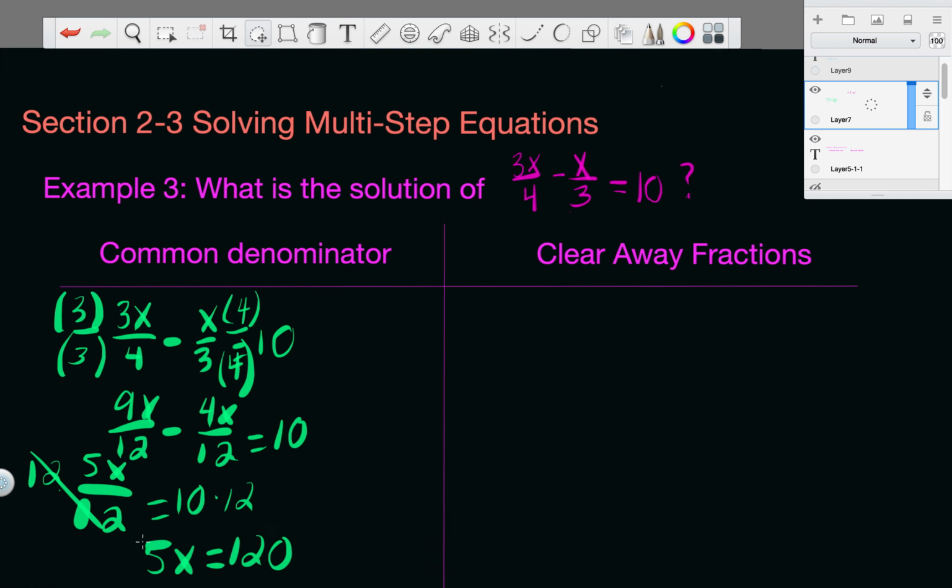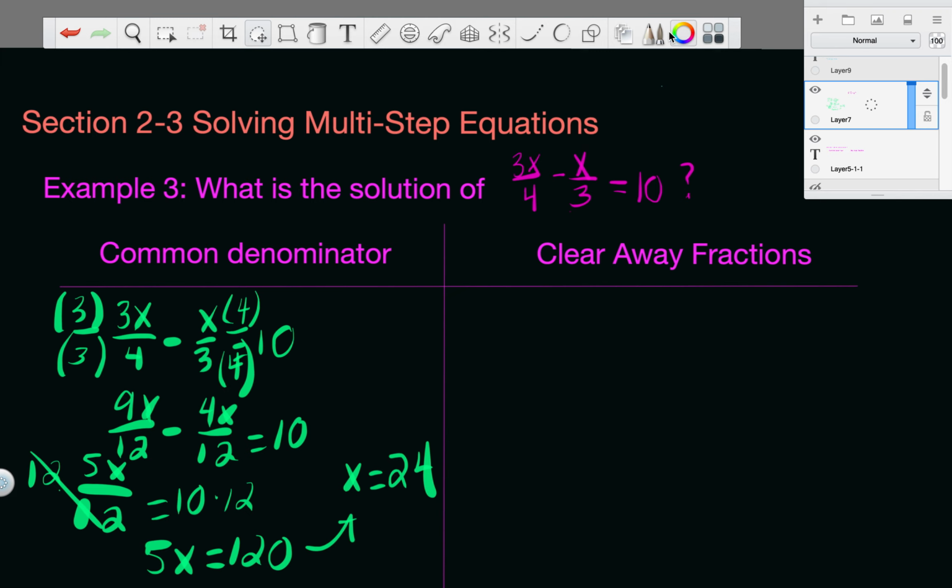Now, this last step, I see a 5 being multiplied to an x, so I want to divide both sides by 5. When I divide both sides by 5, I'm going to get 24. Okay? So that's one way to do this problem.